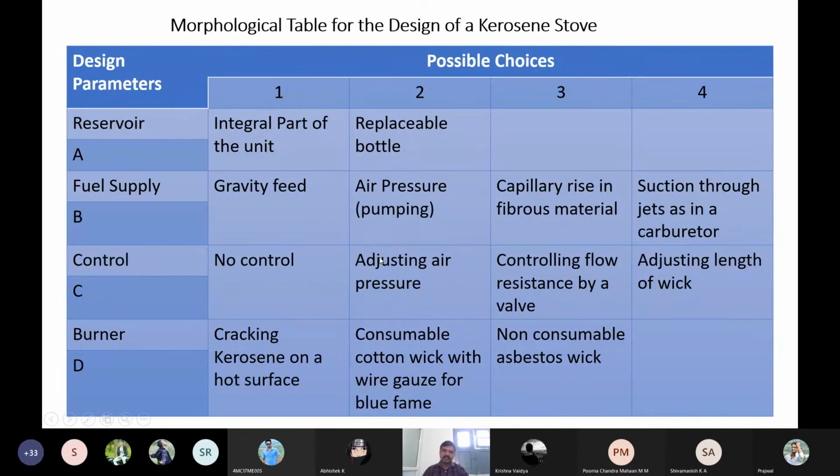Next, if you consider in control, adjusting air pressure. Okay, this is the solution for controlling. But again, it may throw a few more problems. The problem may be the availability of the compressor, or the availability of a mechanism to adjust air pressure, or the material required to fabricate that component required to adjust air pressure. That may be a further problem. So like that, solutions also have a few more problems.